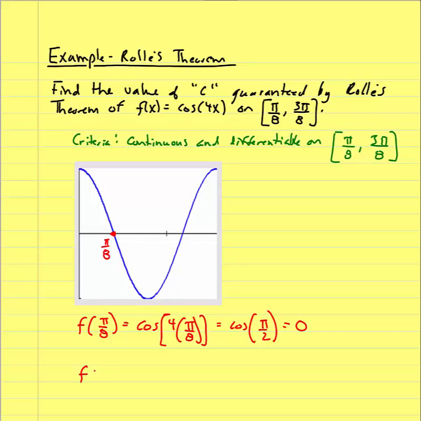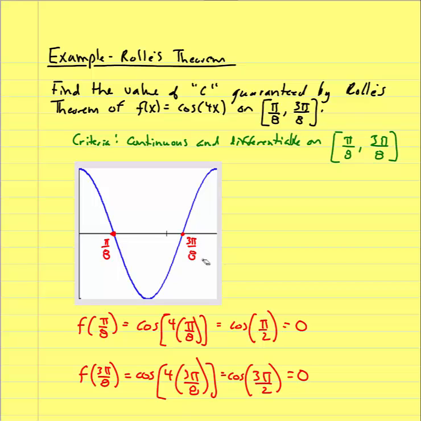Let's go ahead and do the same thing with 3 pi over 8. These are not derivatives, I'm just plugging into my original function. 4 times 3 pi over 8. Simplifying this, 4 goes into 8 twice, so I'd be left with 3 pi over 2 here, and the cosine of 3 pi over 2 is 0. So this is my other endpoint of 3 pi over 8.